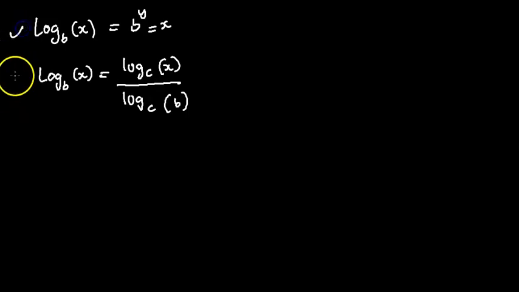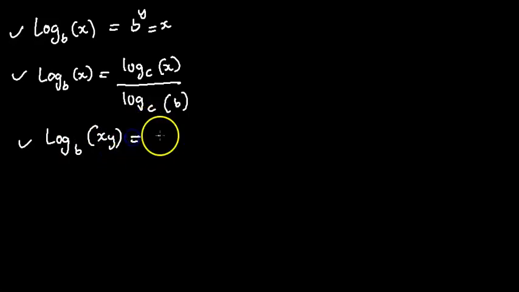Let's try another one, the third one. What if you are asked to find the product rule? In this case, let's say we have log base b of x times y, x multiplied by y. This is simply going to be log base b of x plus log base b of y. When multiplying two numbers, you can add their logarithms together. First thing you need to do is to take the logarithm of x with base b, and add it to the logarithm of y with base b.